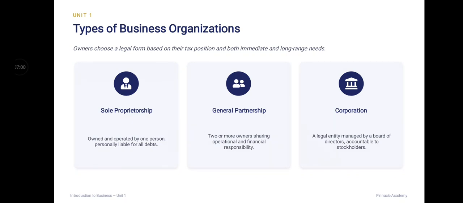The second form of business is a general partnership. This is a business with two or more owners who share both the operational work and the financial responsibility. Think of two friends who open a law firm or an accounting practice together. The advantages are a larger pool of talent and capital since you now have more than one person's resources.